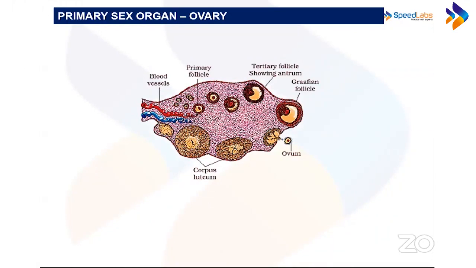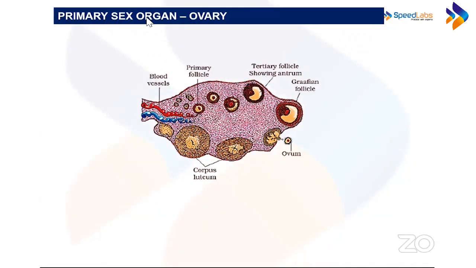What are the exocrine functions of the ovary? Exocrine function of the ovary is that it produces ovum, and endocrine function of the ovary is that it produces hormones like estrogen, progesterone, and also protein hormones. So protein hormones as well as steroids are produced by the ovary. अब ये section है ovary का.